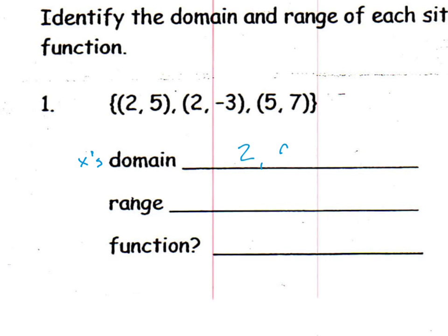Did you get {2, 5}? If you did, congratulations. If you didn't, it's just 2 and 5. Right? You got 2, 2, and 5. There's a repeat of 2, so we don't write 2 twice. And 2 to 5 is least to greatest. So give the range a shot. What are the y's? Again, least to greatest, no repeats.